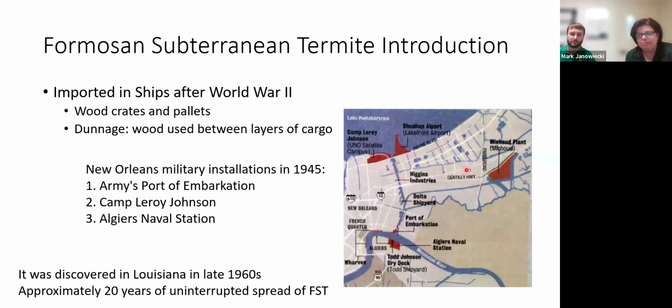And we've talked about how this is an invasive termite species, and Mark's already touched on them coming here after World War II. But if we look at the history of New Orleans and it being a major port city, there were some major military installations in 1945 here that are highlighted in red on this map. You can see where the Michoud plant is, the port of embarkation. We have where the Lakefront Airport is, and this Camp Leroy Johnson, which coincidentally is right across from our building now, which is fantastic. So World War II ends in 1945.